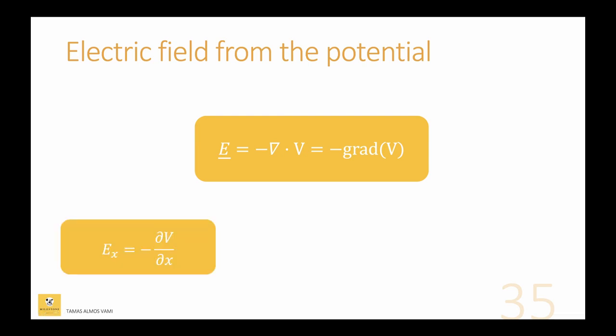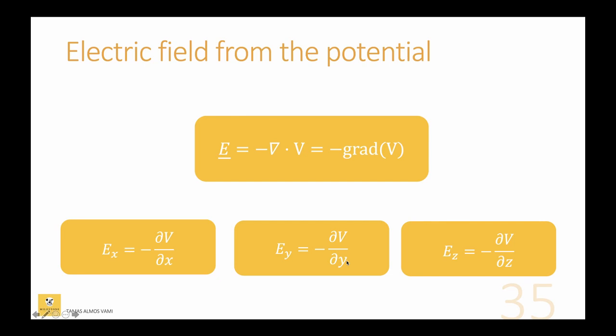So if you just want to do this in one dimension, not in all of them in one go, then it just means that the electric field in x is minus the partial derivative of the potential by x. The electric field in the y direction is the partial derivative of the potential in y, and Ez is the partial derivative by z.